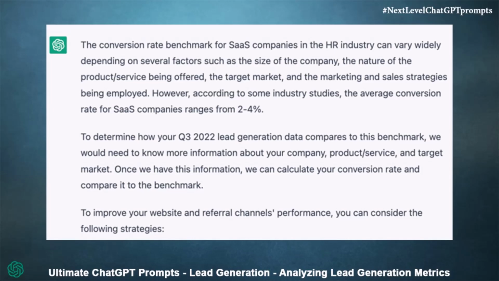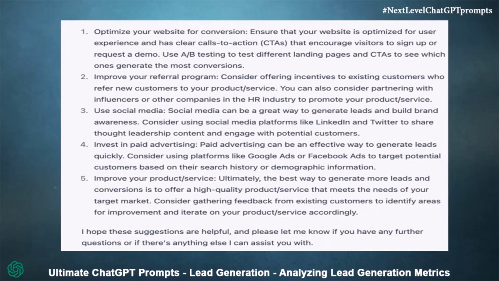To improve your website and referral channels' performance, you can consider the following strategies. 1. Optimize your website for conversion. Ensure that your website is optimized for user experience and has clear calls to action (CTAs) that encourage visitors to sign up or request a demo. Use A/B testing to test different landing pages and CTAs to see which ones generate the most conversions.